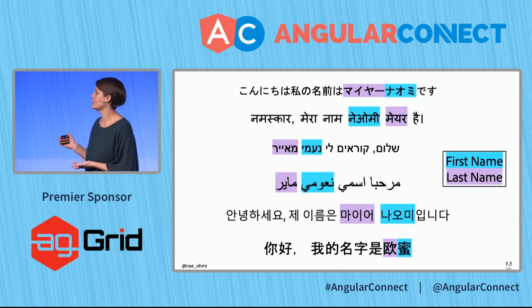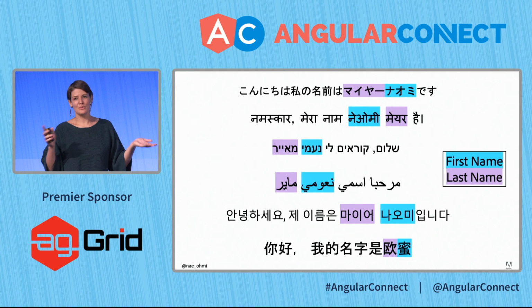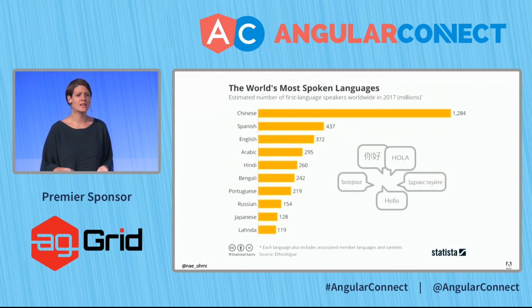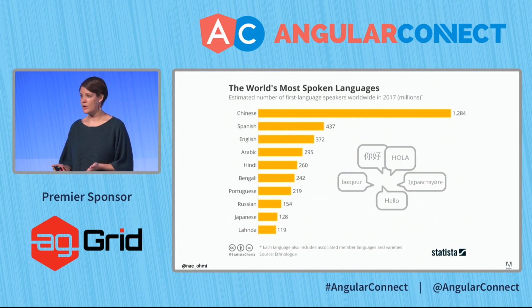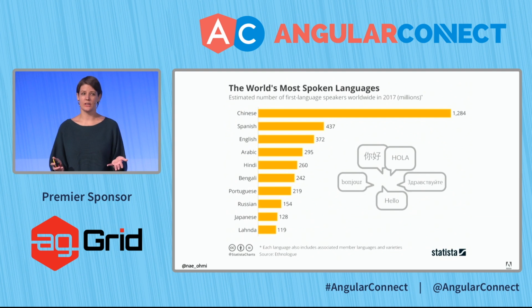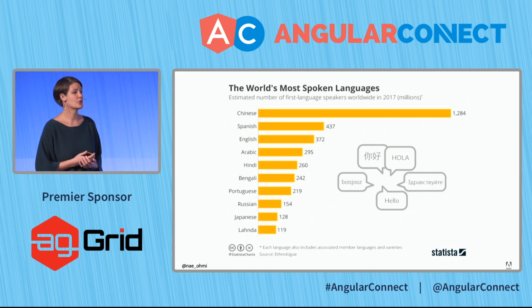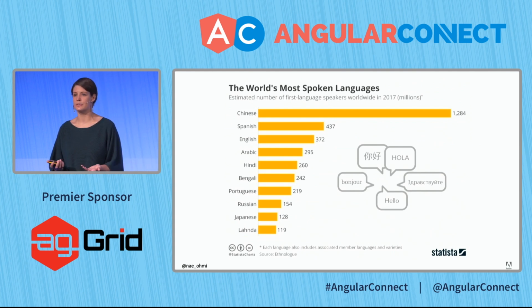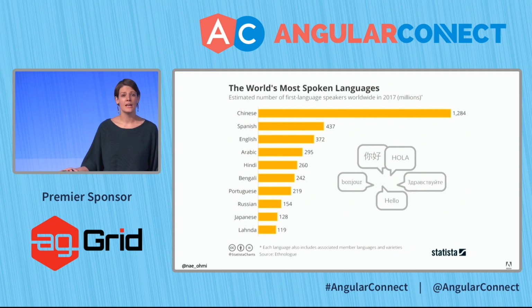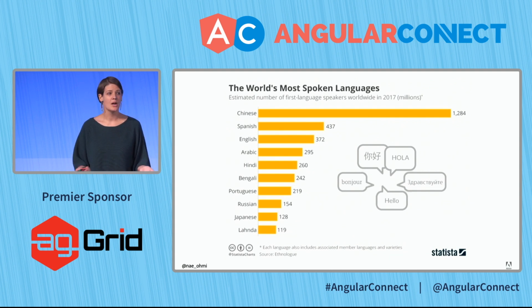And folks might be looking at this and thinking, Naomi Meyer, Meyer Naomi, that's a lot of work. Why should we do this? Why should we care? If we look at the world's most spoken languages, English is not number 1. And the majority of people on Earth do not speak English as their first language. So by internationalizing and localizing our apps, we really have an opportunity from a business perspective to expand into new markets and target new customers.